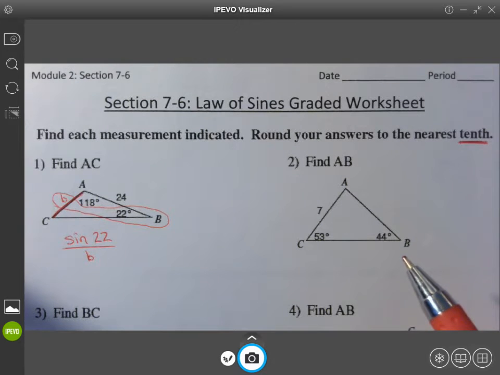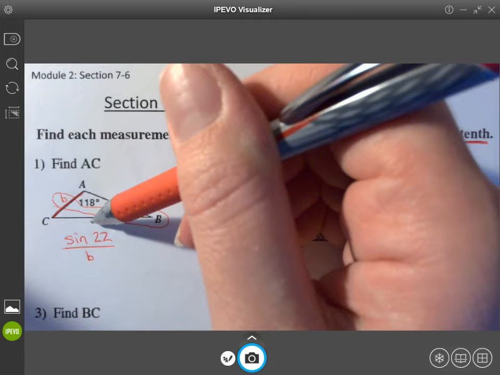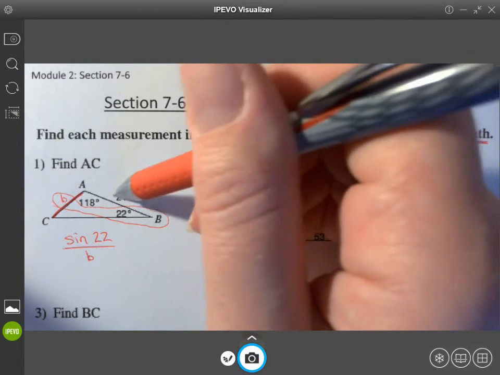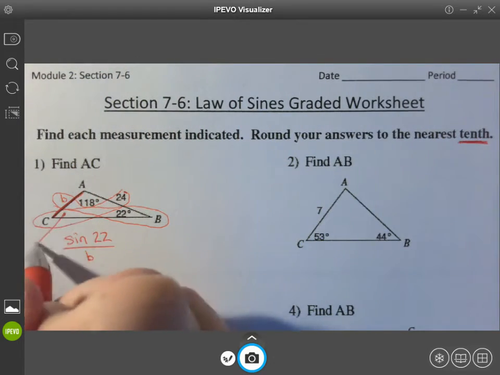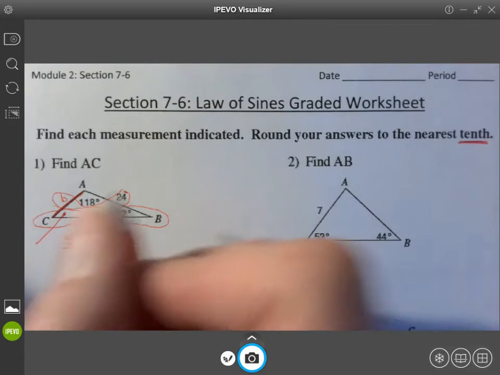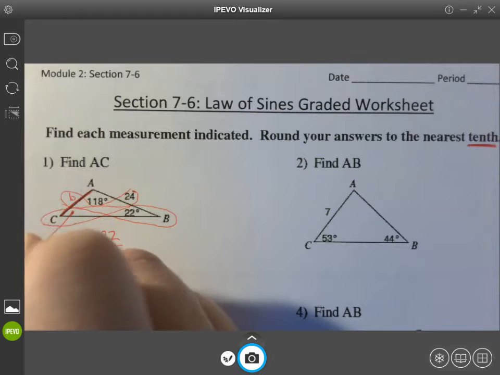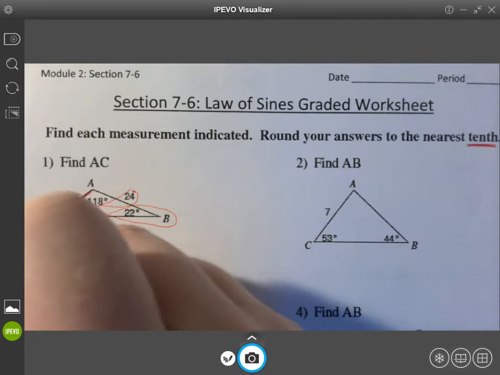And then here's the issue. They gave me angle A, but they didn't give me side A. And there's no way for me to find it. They gave me side C, so what do I need? Angle C. So can you find me angle C? How do you find 40? 180 minus 118 minus 22. And you said it is 40 degrees.